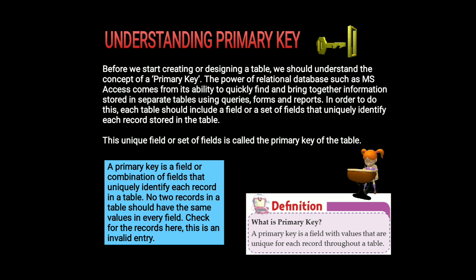Next is understanding primary key. In a database, a field which stores a unique value for each record and hence can uniquely identify a row or record is called a primary key. MS Access will prevent duplicate or null values from being entered in the primary key field. A primary key is a field or combination of fields that uniquely identify each record in a table. It does not have duplicate values in the relation.